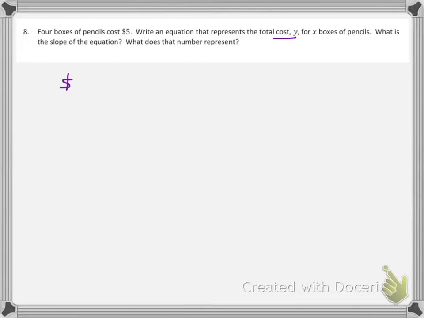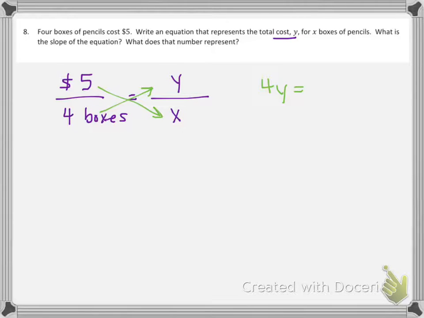But something else that you learned in 6th grade, 4 boxes of pencils cost $5, so it's $5 over 4 boxes. Okay, and then I'm going to set that equal to y, which is my cost, over x, which is the number of boxes. And then I'm going to write the equation. I'm going to use our means extremes. 4 times y equals 4y is equal to 5 times x. That's 5x.